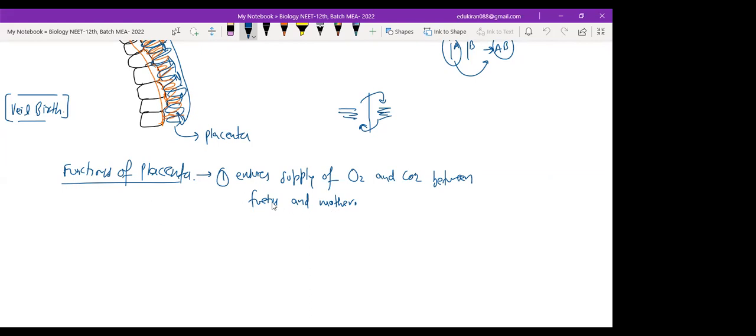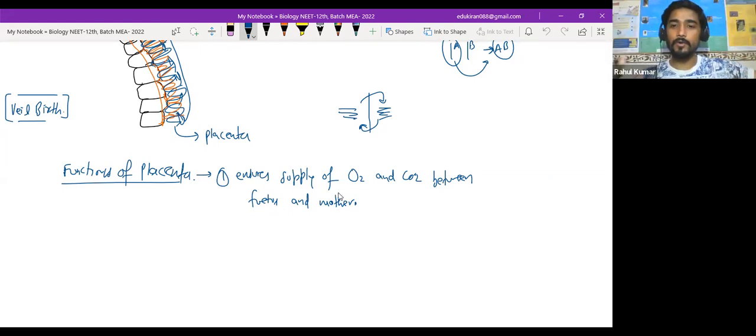So functions of placenta. First is to ensure an exchange of O2 and CO2 between fetus and mother. Write down next. The placenta is connected to the embryo through umbilical cord.